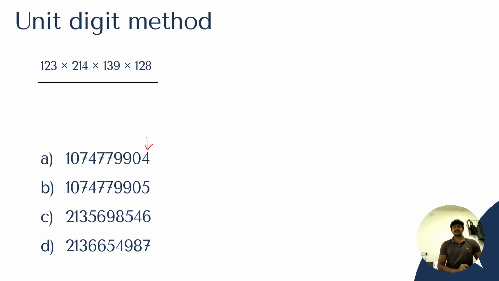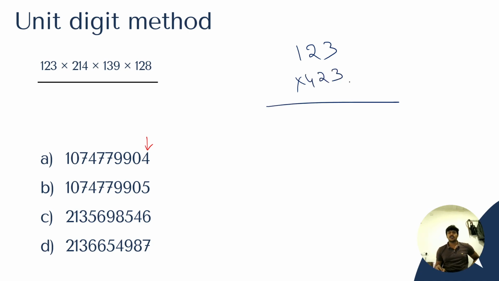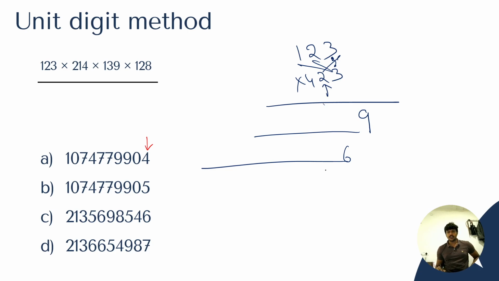Now, the unit digit method. Unit digit method means, see, when you are multiplying, for example, 123 with 423, what will happen? First you multiply with 3, and 3 times 3 is 9. Then you multiply everything with 3 and get something here. Then for 2, you again multiply 2 times 3 and get the answer here. And for 4, you leave one more place and do the multiplication here. Then you add all of them.